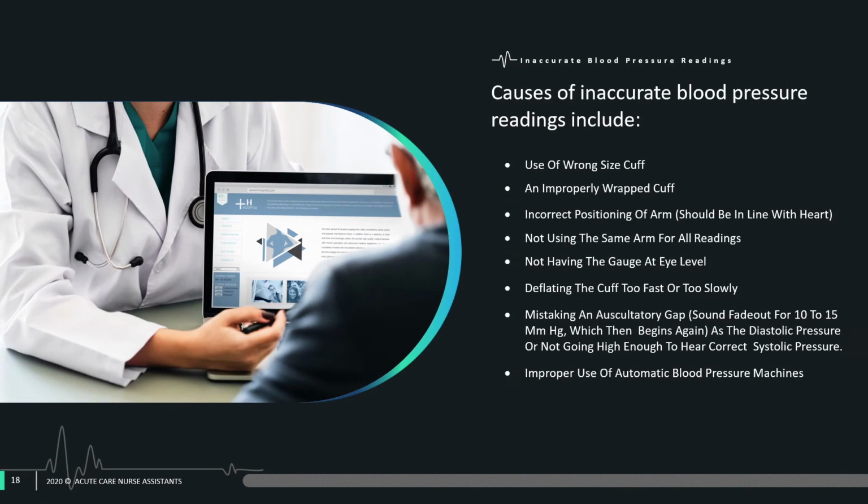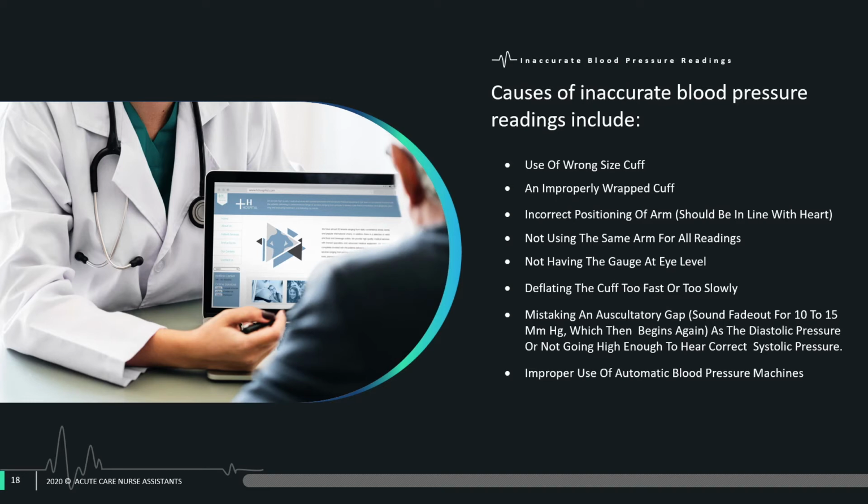Inaccurate blood pressure readings. Causes of inaccurate blood pressure readings include the use of the wrong size cuff, an improperly wrapped cuff, incorrect positioning of the arm. It should be in line with the heart. Not using the same arm for all readings. Not having the gauge at eye level.